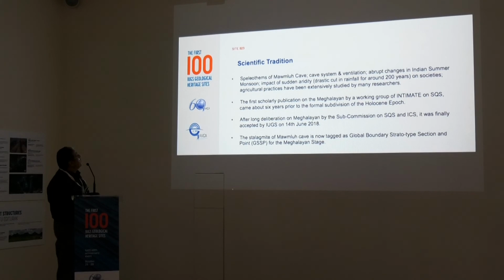Now that is the scientific tradition. Lots of studies have been done on the cave system, ventilation, abrupt changes in the Indian summer monsoon, and the impact of sudden aridity on societies, agricultural practices, etc. The first scholarly publication on the Meghalayan by a working group of the Subcommission on Quaternary Stratigraphy came about 6 years prior to the formal subdivision of the Holocene epoch. After long deliberation by the Subcommission on Quaternary Stratigraphy and ICS, it was finally accepted by IUGS on 14th June 2018.